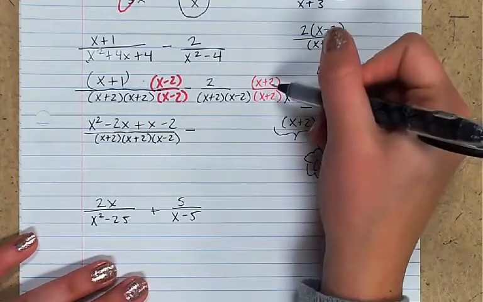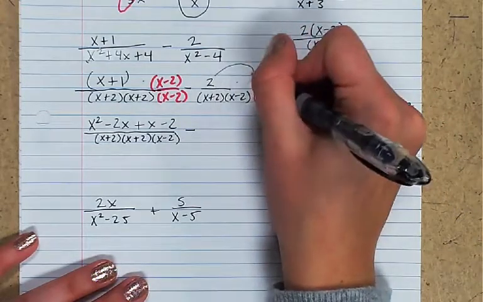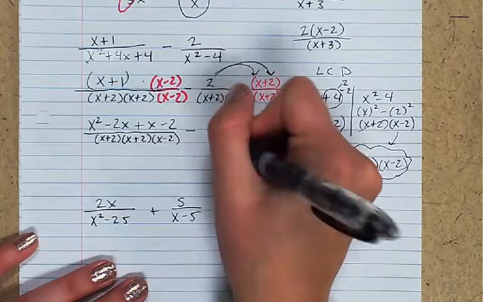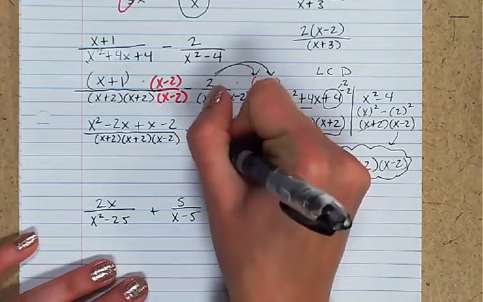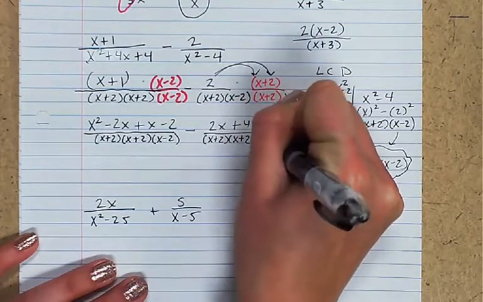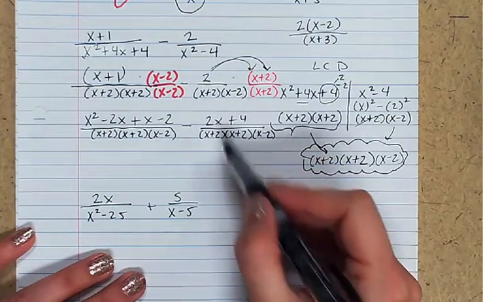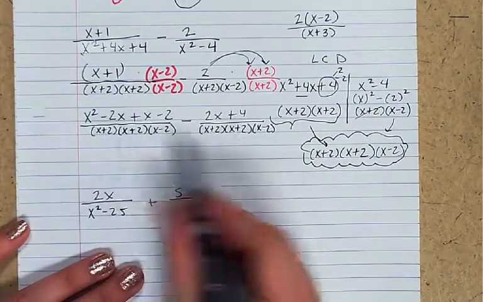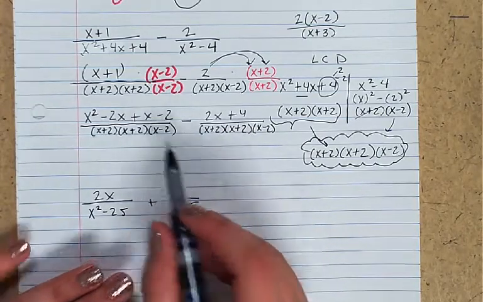Minus. Okay, on this one, it's not quite as bad because we're just doing 2 times x plus 2. So we can just distribute the 2 to both parts. So we end up with 2x plus 4. Remember, you can multiply in any order, so I went ahead and just snuck that x plus 2 in the middle there. Now that our denominators match, we can go ahead and subtract.